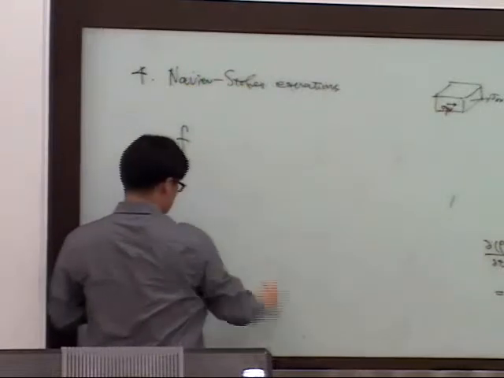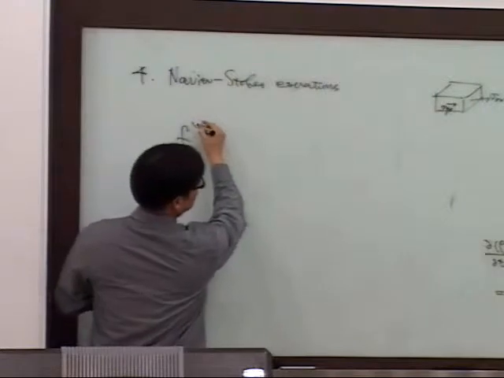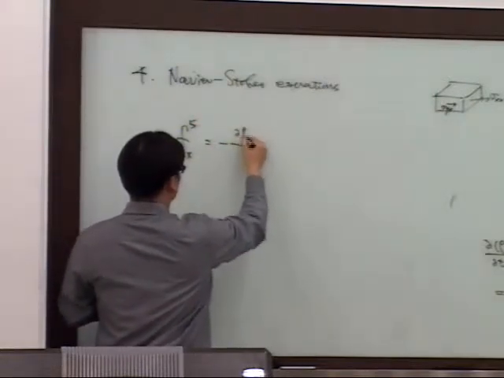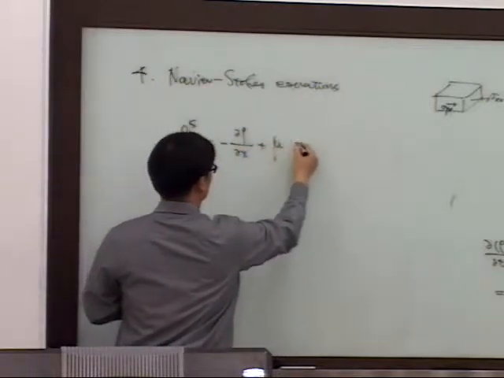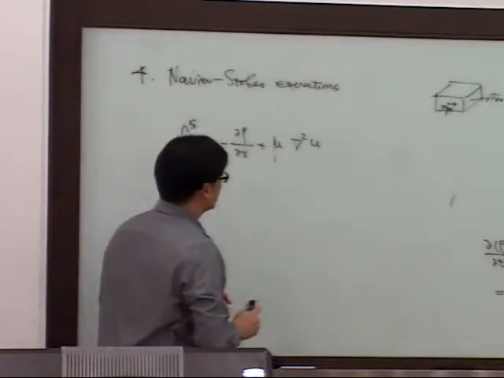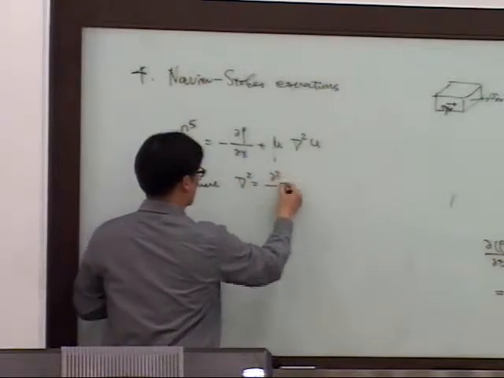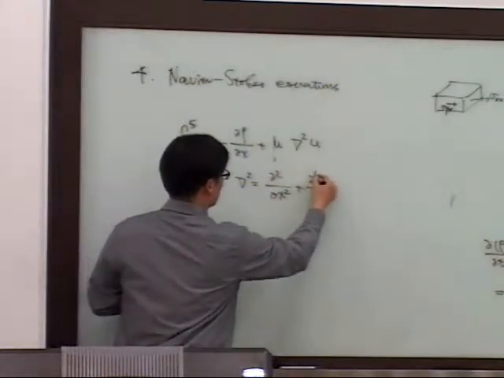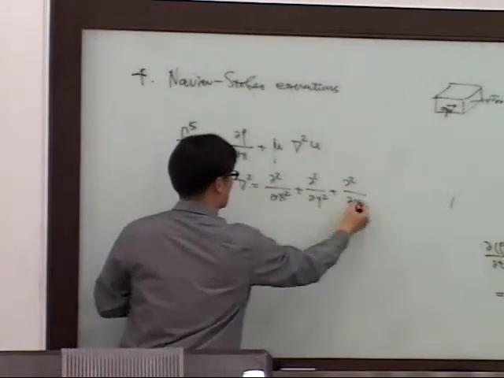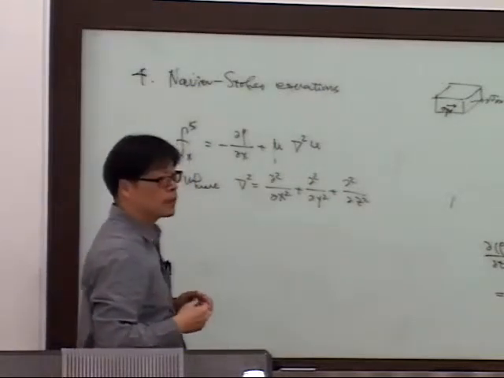So the x component is minus dp dx plus mu Laplacian of u, where the Laplacian is the second derivative with respect to x plus the second derivative with respect to y plus second derivative with respect to z, and so on. Okay?